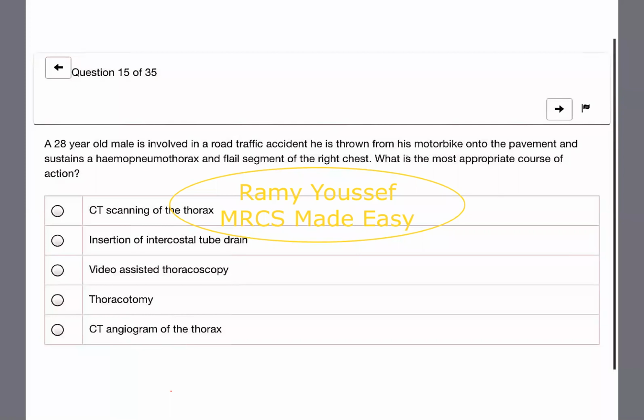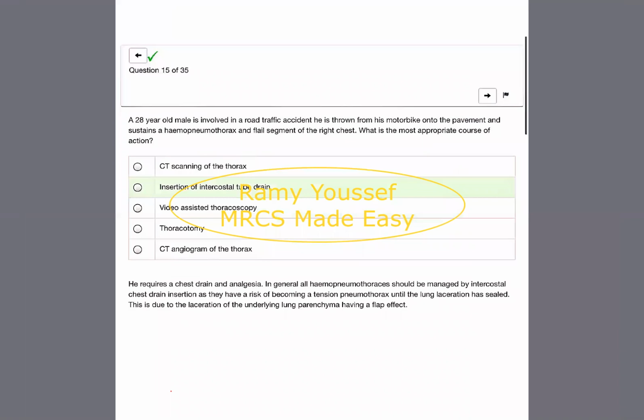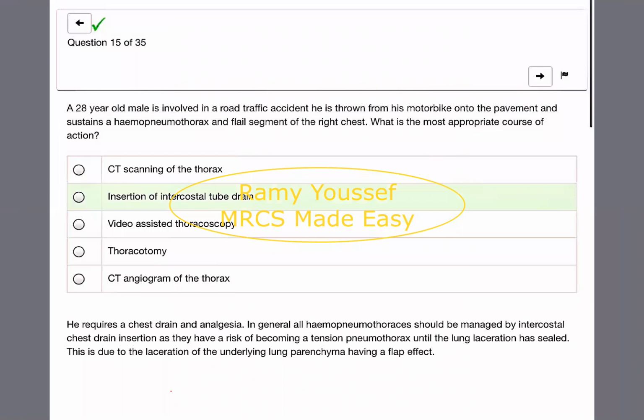Exactly. It's a trauma, and we talked about this before. Any trauma with fractured ribs, even with a minimal amount of hemothorax or pneumothorax, should go for an intercostal chest tube at once. But in medical cases, if there is a mild or minimal pneumothorax, you can wait and the patient can go for conservative treatment.